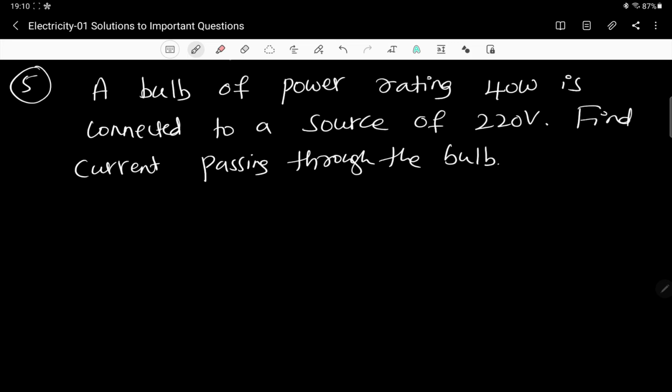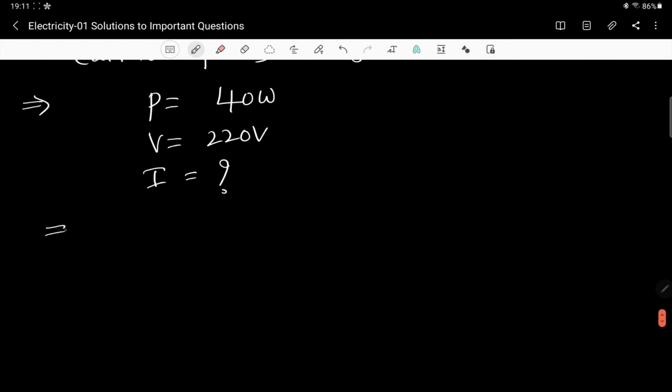This is quite a simple question, no? Look at this. What is the power of the bulb? So power is 40 watt, correct? And it is connected to a voltage source of 220 volt. Now they are asking for current. Now it is a direct formula, right? So what is that? P is equal to VI. And what is the formula for I? I is equal to P by V.